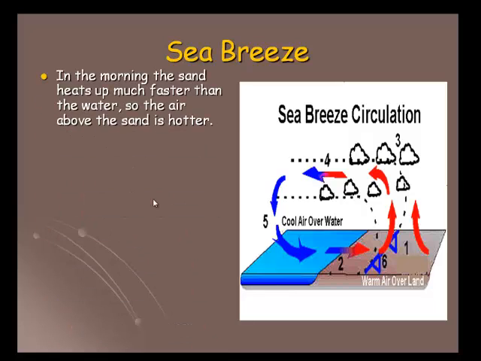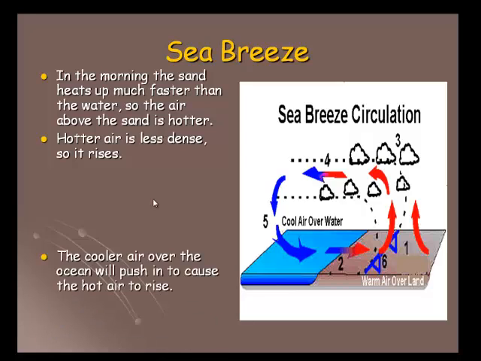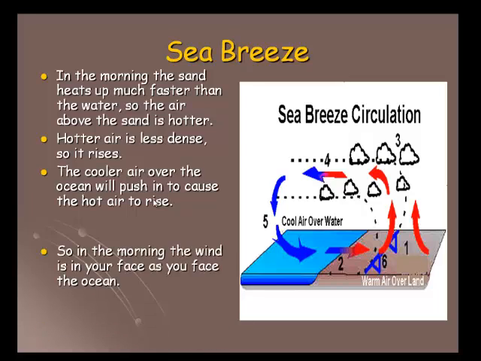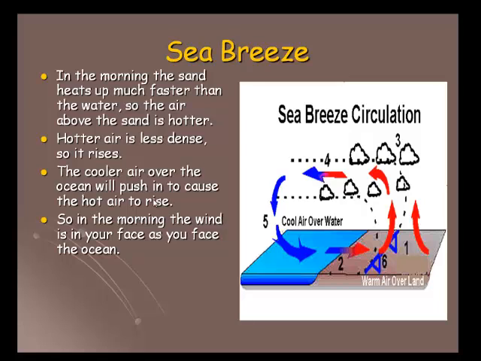Sea breeze. In the morning, the sand heats up much faster than the water, so the air above the sand is hotter. And this is because of the high specific heat of water and the low specific heat of land. Hotter air is less dense, so it rises. The cooler air over the ocean will push in to cause the hot air to rise up. So in the morning, the wind is in your face as you stand in the ocean. Stand with your face to the ocean.